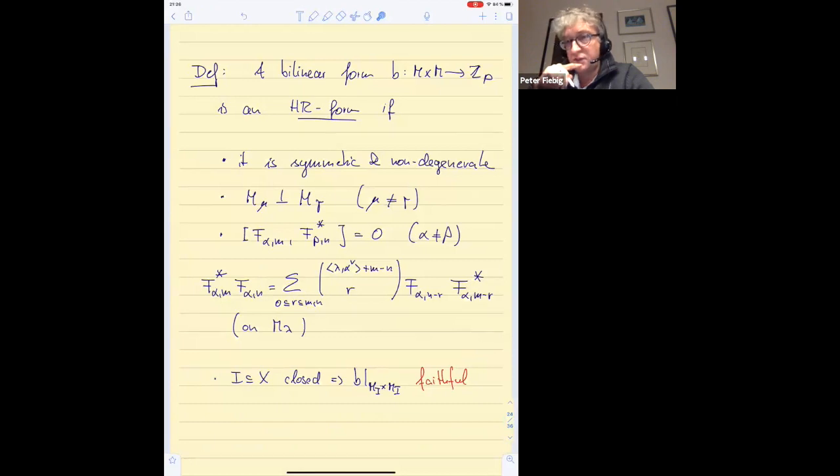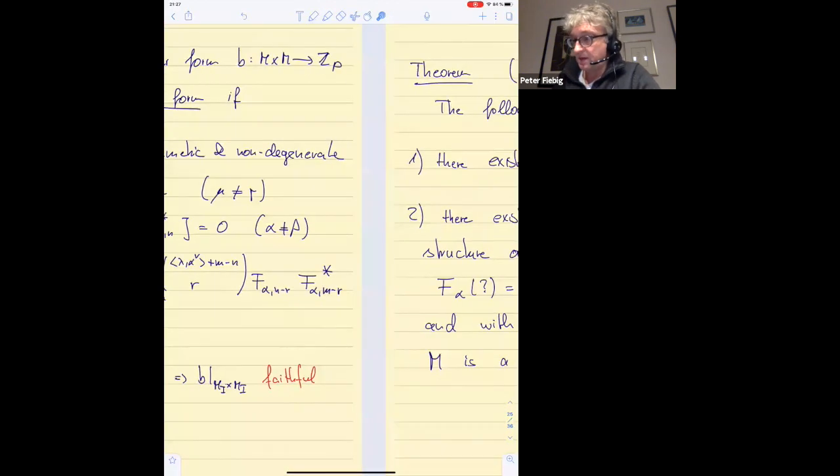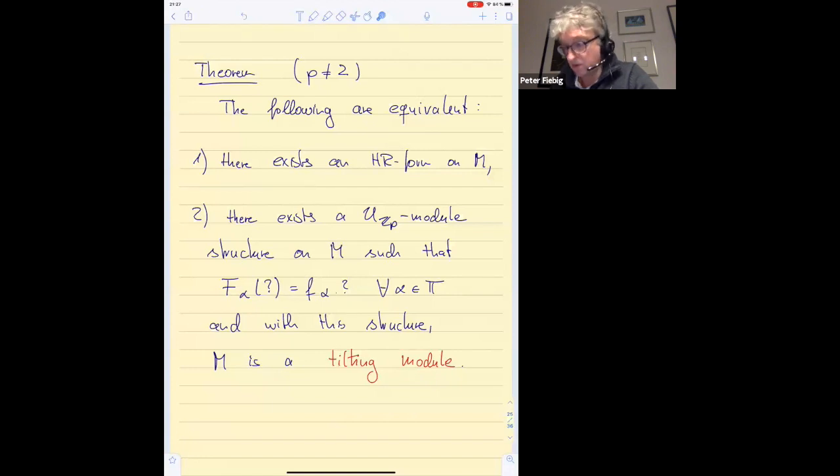So the definition of an HR form is again the same as before. You have these fancy relations this time, and you assume that the restriction of B to these subspaces is only faithful. It doesn't make sense to ask for non-degeneracy in this local version; you want the restriction to be faithful. And now again you get a representation on M, and this time you get tilting modules. So the existence of a bilinear form on this M is equivalent to the existence of a UCP module structure on M.